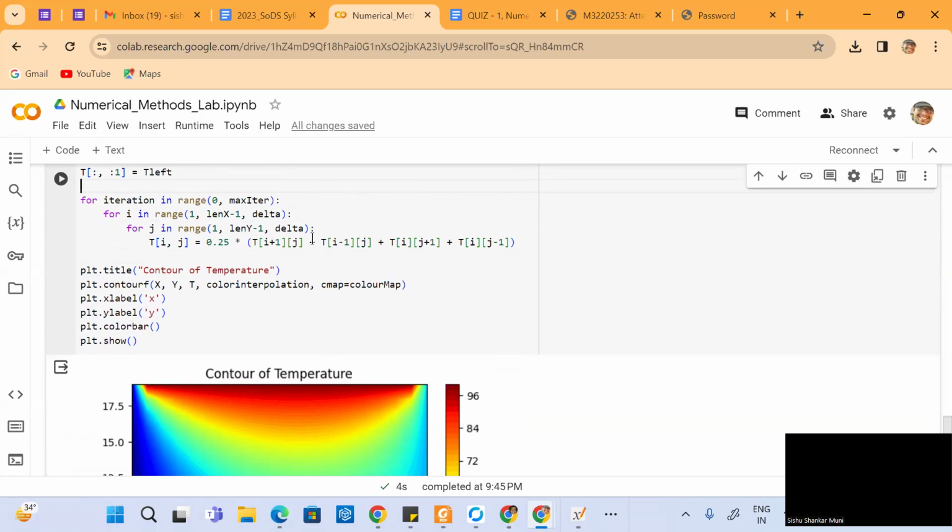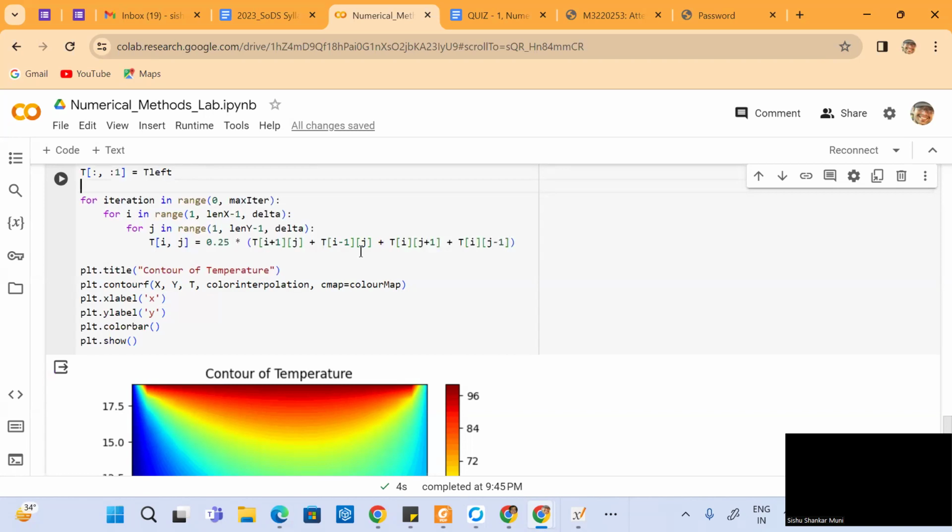Then T[i+1, j], T[i-1, j], T[i+1, j] is my right hand side. T[i-1, j] is my left hand side. T[i, j+1] is my top. T[i, j-1] is bottom. And I am taking 1 by 4. So it's the Jacobi method. And you are keeping on looping it. How it decides which one to solve, that's how it is done in the loop.